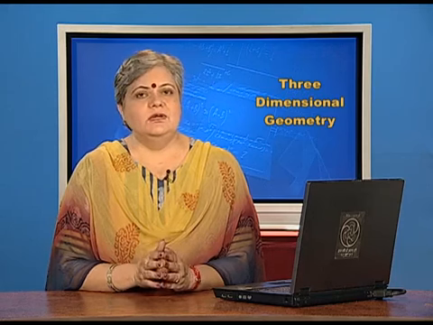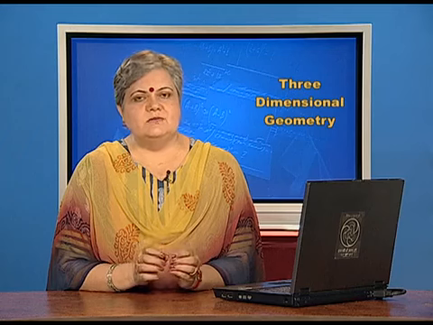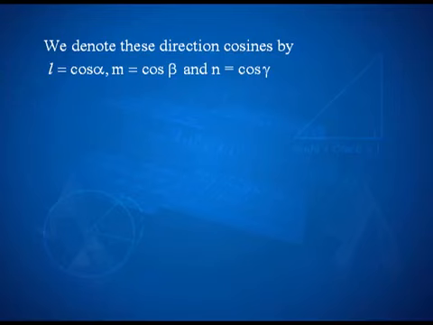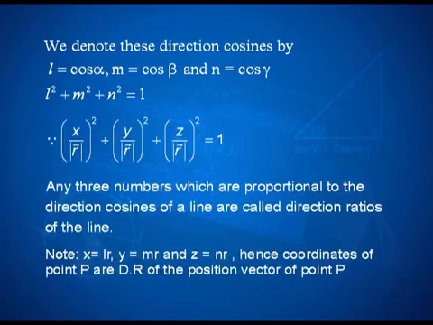Now, let us also look at some of the small results which will also be significant. The notation that we have for cos alpha, cos beta, cos gamma is L, M, N. They have a relation L square plus M square plus N square equal to 1, and any three numbers which are proportional to the direction cosines are called direction ratios. Some people also call them direction numbers of the line.